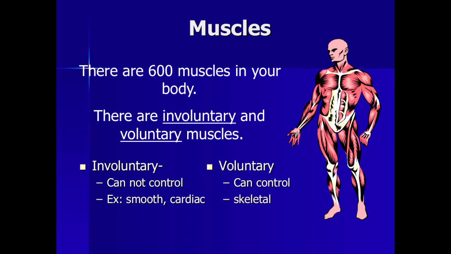So, involuntary, you can't control things like your cardiac and your smooth muscle. Voluntary are things you can control, which includes all of your skeletal muscle. Now, as the word pretty much makes you think, skeletal muscle is the muscle that is found and linked to your skeleton. Smooth and cardiac muscles are going to be muscles that are found in specialized organs.